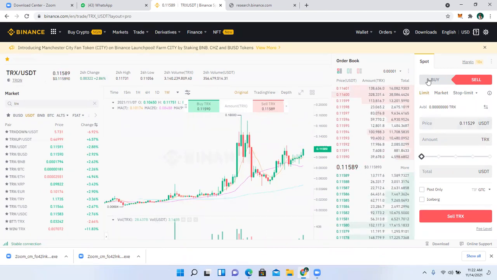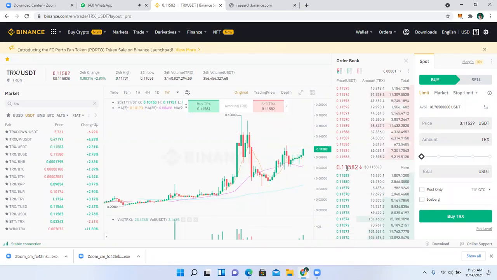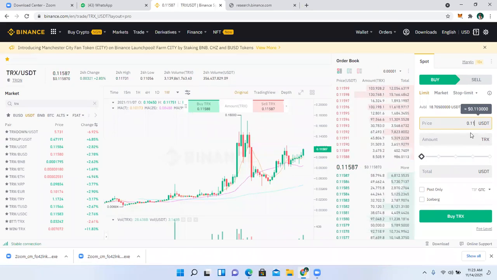So I said before, limit simply means how much you are willing to pay at that particular point to get a particular token, right? In the market now, the price for Tron is 0.11573. It's fluctuating here, but this is the average price. So let's say I feel this price is too high for me. I want to buy it at a lower price, so I just come here and edit the price I want to buy at. Instead of 0.11585, I can put it at 0.11459, a lower price that I'm comfortable buying with.